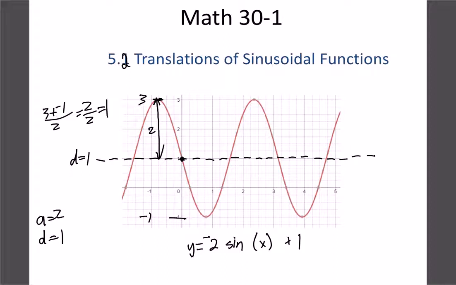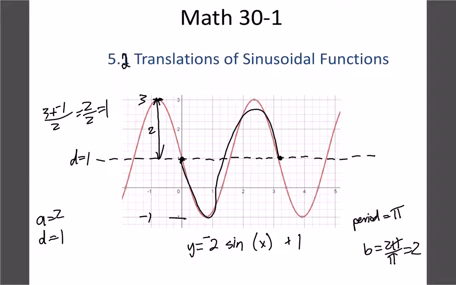So based on this graph, if we went from start to one complete cycle, we're at 3.14 or pi, so that means our period is pi, so our B number would be 2 pi divided by pi, which is 2. So in our equation we should have -2 sine 2x plus 1. That would be the right equation.